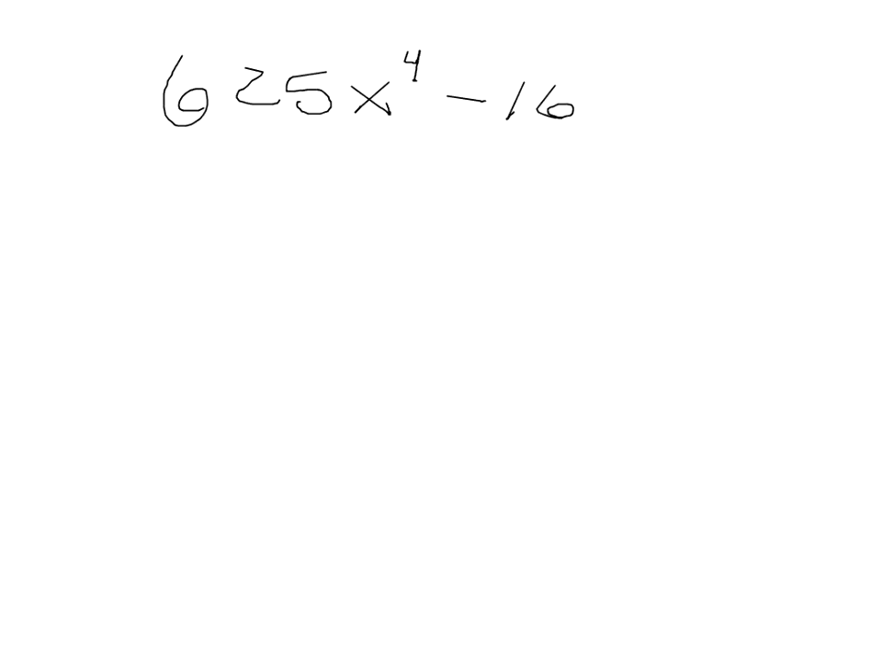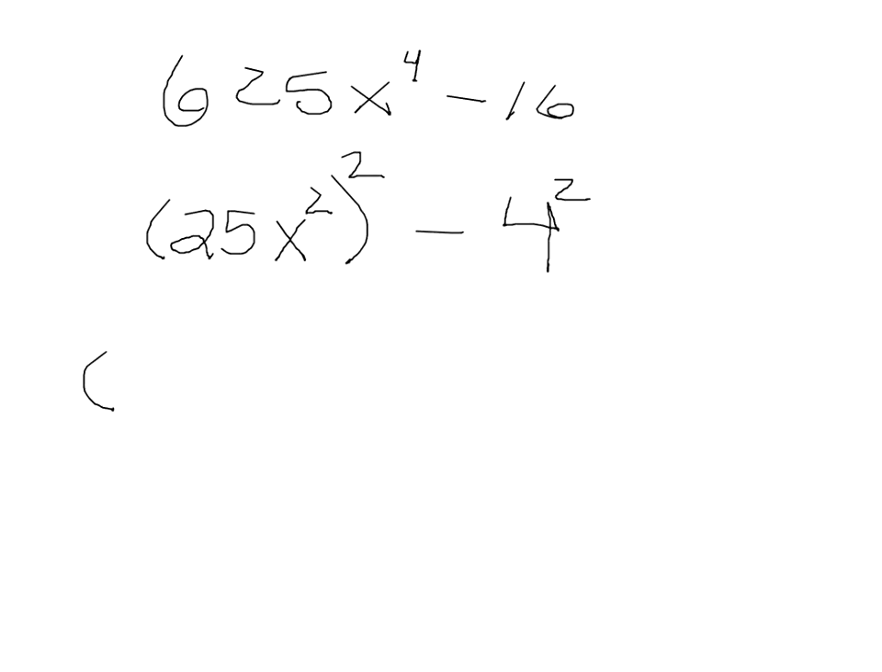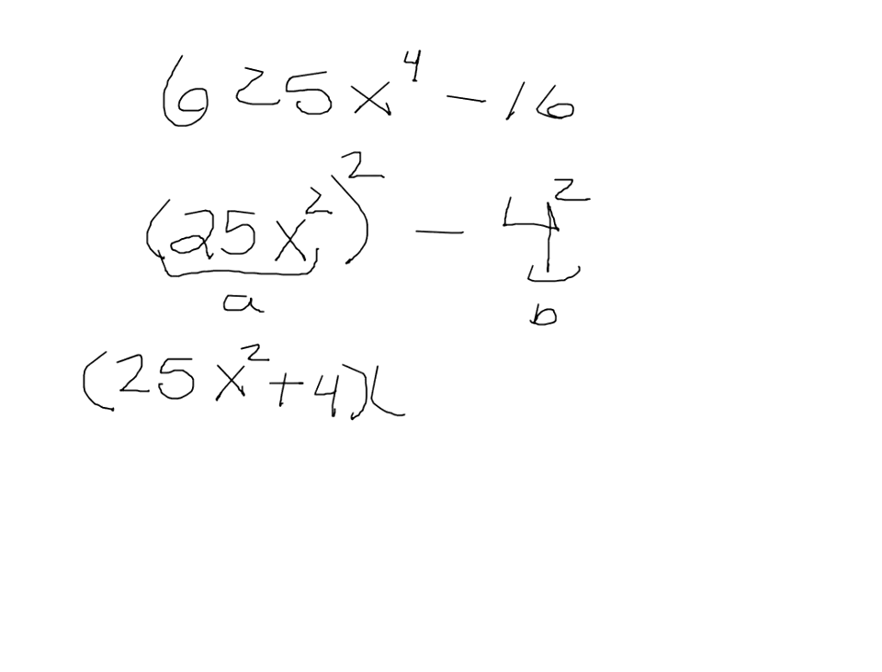Okay, this one's kind of tricky. 625 is a really big number, but 625 is 25 squared. And x to the 4th is x squared squared. So 25x squared squared gives me 625x to the 4th, minus 4 squared. 4 squared is 16. So this gives me 25x squared, so that's my A. There's my B. So 25x squared plus B, A minus B.